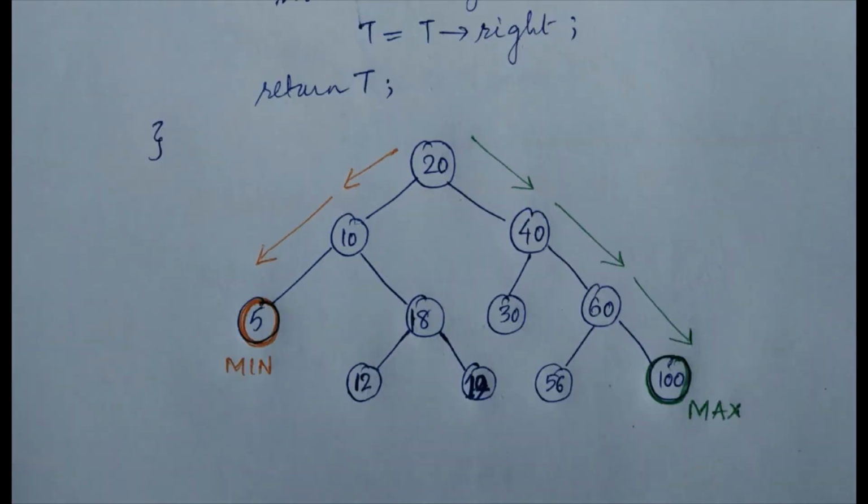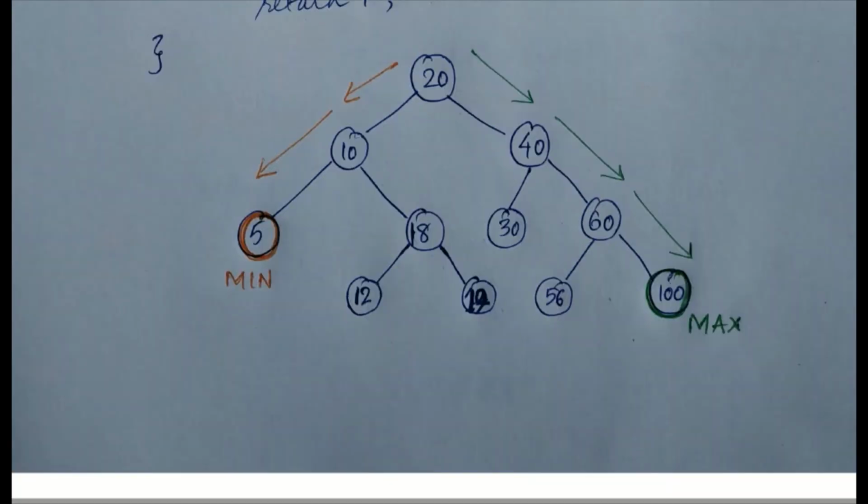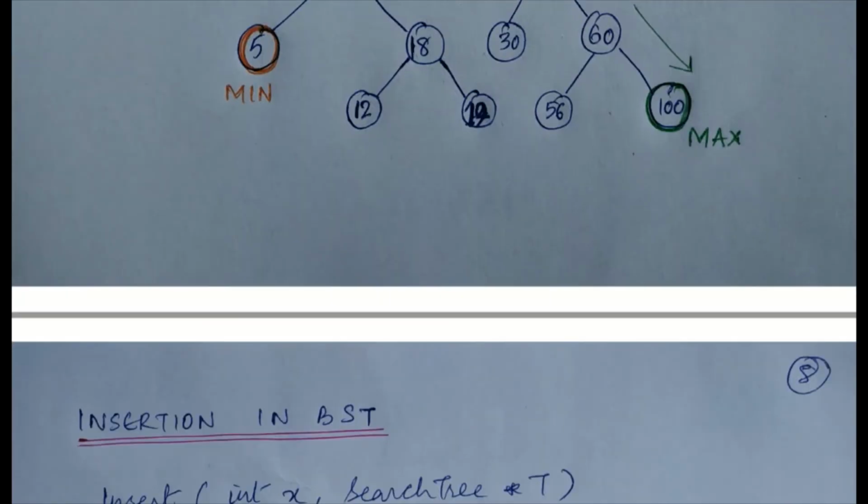So when you take the orange lines, you're taking all the left pointers from the root node. You will eventually hit the last node, which will be your least element, and if you do that on the right hand side, you will hit your maximum element. And you can do it both iteratively and recursively. I've done one recursively and another one iteratively.